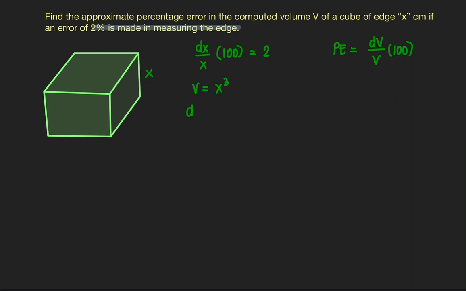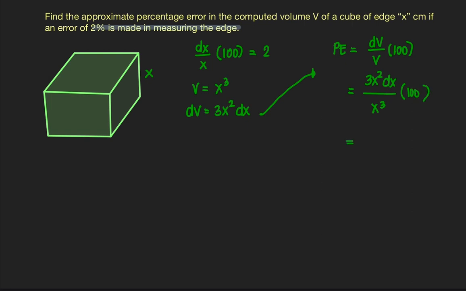So dV is equal to 3x squared dx, right? dV is equal to 3x squared dx. So in the computation of the percentage error, that's dV over V, what is dV equal to? It's 3x squared dx, so we can just substitute this here. And what is volume? Volume is x cubed times 100.